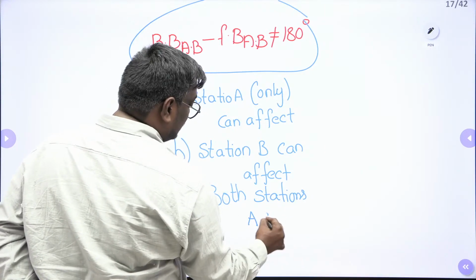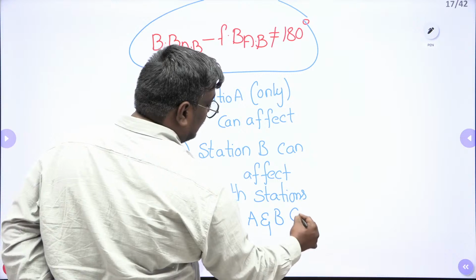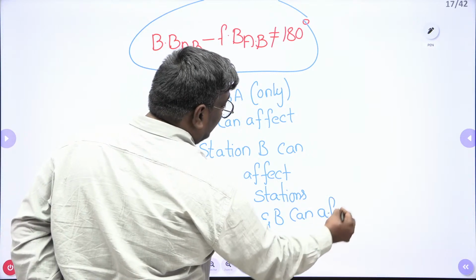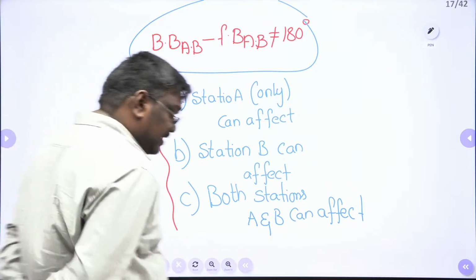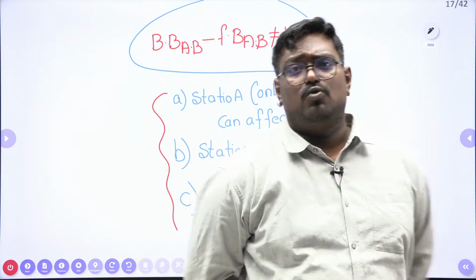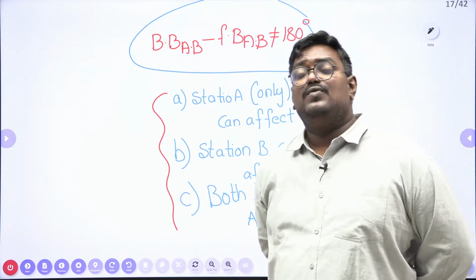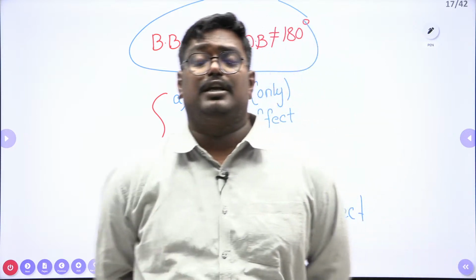Okay, my dear students, I hope you are clear. So what I would like to tell you is, using these cases only, there was a previous GATE question. They have given 4 to 5 readings and they have observed which station is not affected by local attraction.